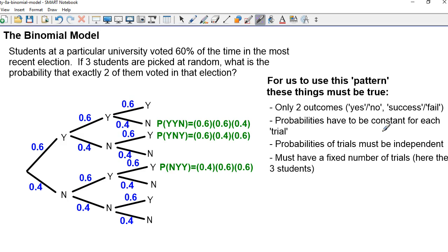The probabilities have to be constant for each trial. You can't have probabilities that are changing as we go from trial to trial. And the trials must be independent of each other. In other words, whether one student voted or not shouldn't in any way depend on the previous student.